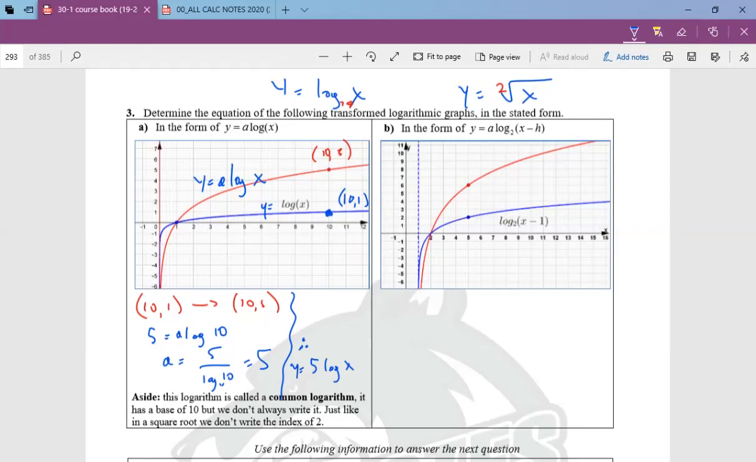This next one, it looks like we have a vertical stretch. We have a logarithm of base 2. It looks like we have a horizontal translation to the right by h. Because of the vertical asymptote, h is equal to 1. So y is equal to a times the logarithm of x minus 1 base 2.